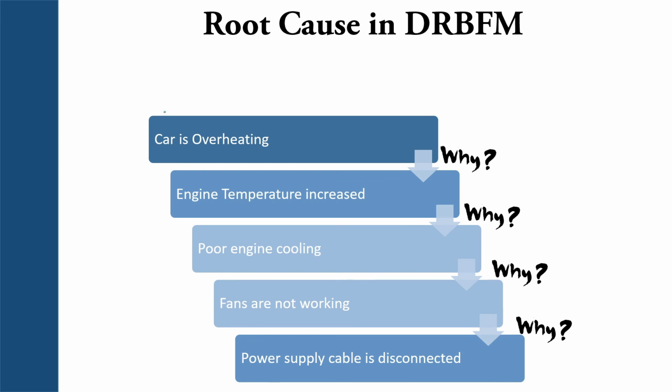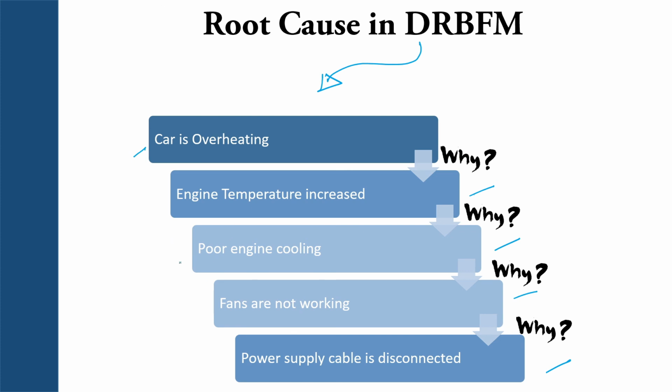Again, we already said the root cause analysis in DRBFM looks something similar to this. If we take the example of a car, so the car is overheating. You remember that example? Why? Because the engine temperature increased. Why? Because we have poor engine cooling. Why? Because the fans are not working. Why? The power supply cable is disconnected. So the power supply cable is disconnected, making the fans off, making the radiator heat up, making the engine temperature increase, and after all, the car is stalled from overheating. So that's the way you go.